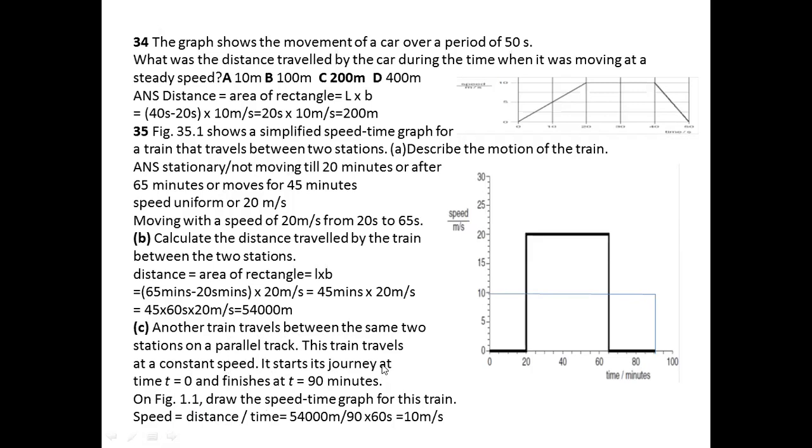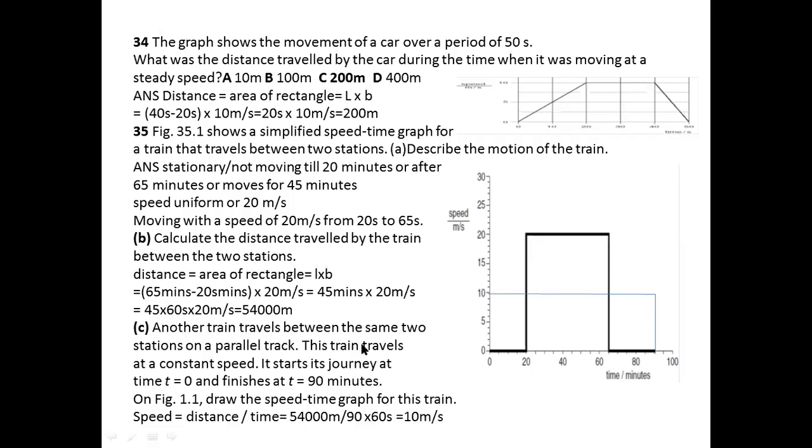Total distance traveled by the other train is also the same. We have calculated the total distance, that is 54,000 meters. Total time taken for the second train is 90 minutes. 90 minutes will be converted into seconds. How to convert into seconds? Minutes will be replaced by 60 seconds, so 90 will be multiplied by 60. Final answer becomes 10 meter per second.